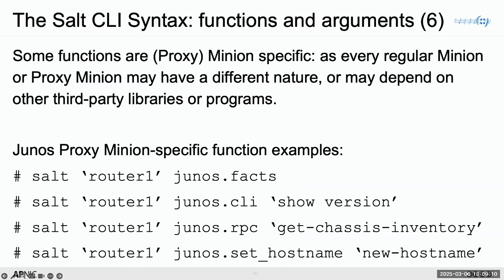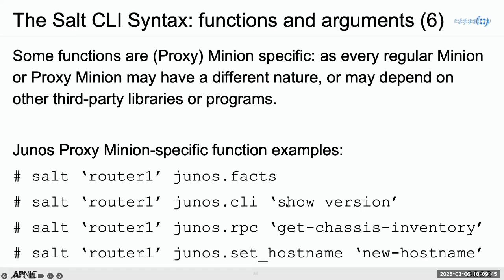Some of the functions in this case are proxy minion specific. A regular minion and a proxy minion could be very different in nature, depending on the third party libraries and the program as well. Here we have the Junos proxy minion example, where we have salt router 1 junos facts, and we have salt router 1 junos cli, and we are specifying some arguments here. We have specified: give us the show version.